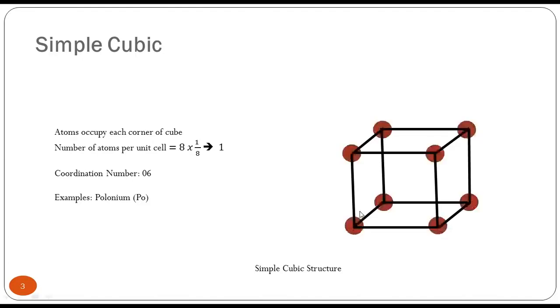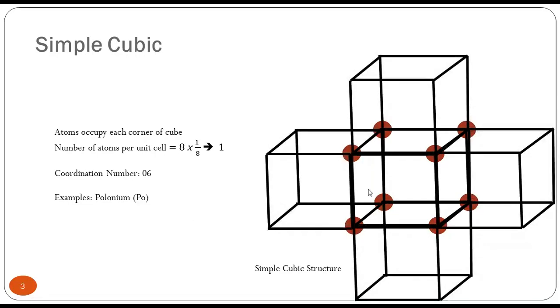So in this structure, the atoms which I have shown as spheres are present at each corner of the cube. A cube has typically 8 corners, so there are 8 atoms and they are present at each corner of the cube. And then this repeating unit, which is a simple cubic, extends itself in 3 dimensions to form the overall structure, as you can see here.